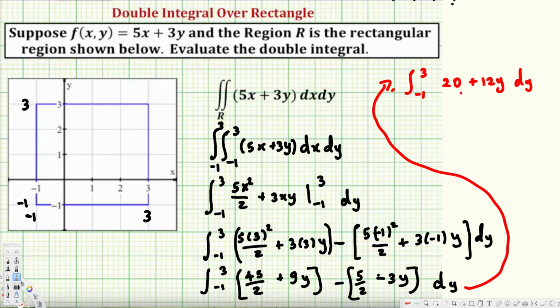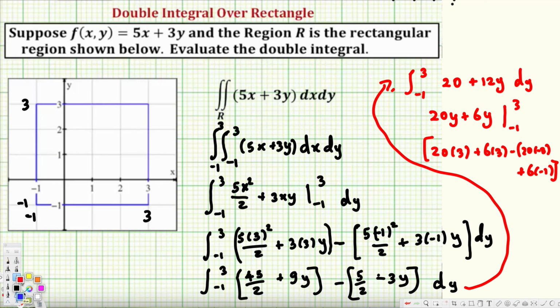Now we are going to integrate this with respect to y, and if you do the integration, this is going to become 20y plus 12y squared divided by 2, that's going to become 6y squared. The limits of integration are -1 to 3. Now let's plug this in. 20 times 3 plus 6 times 3 squared, minus 20 times -1 plus 6 times -1 squared, and let's simplify.